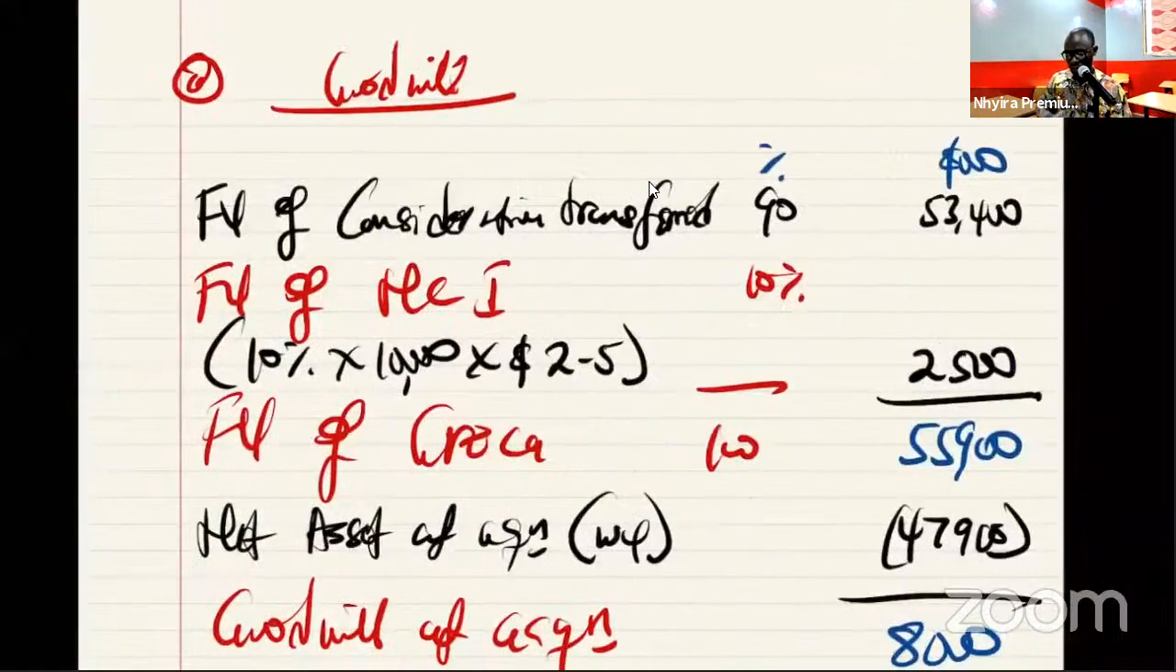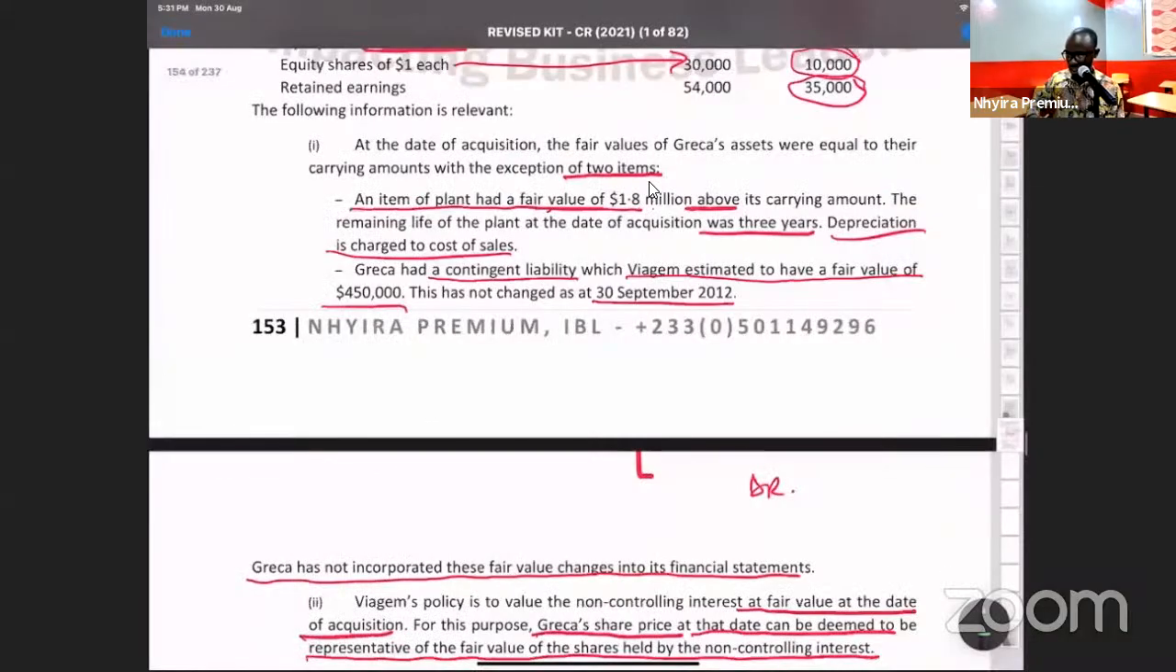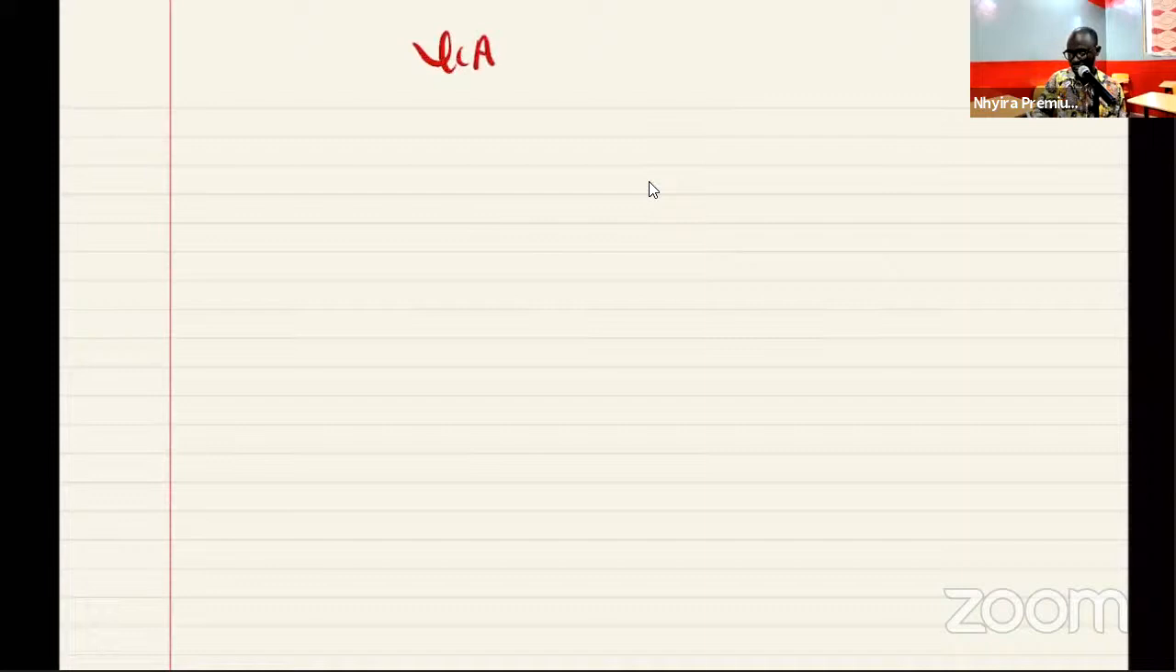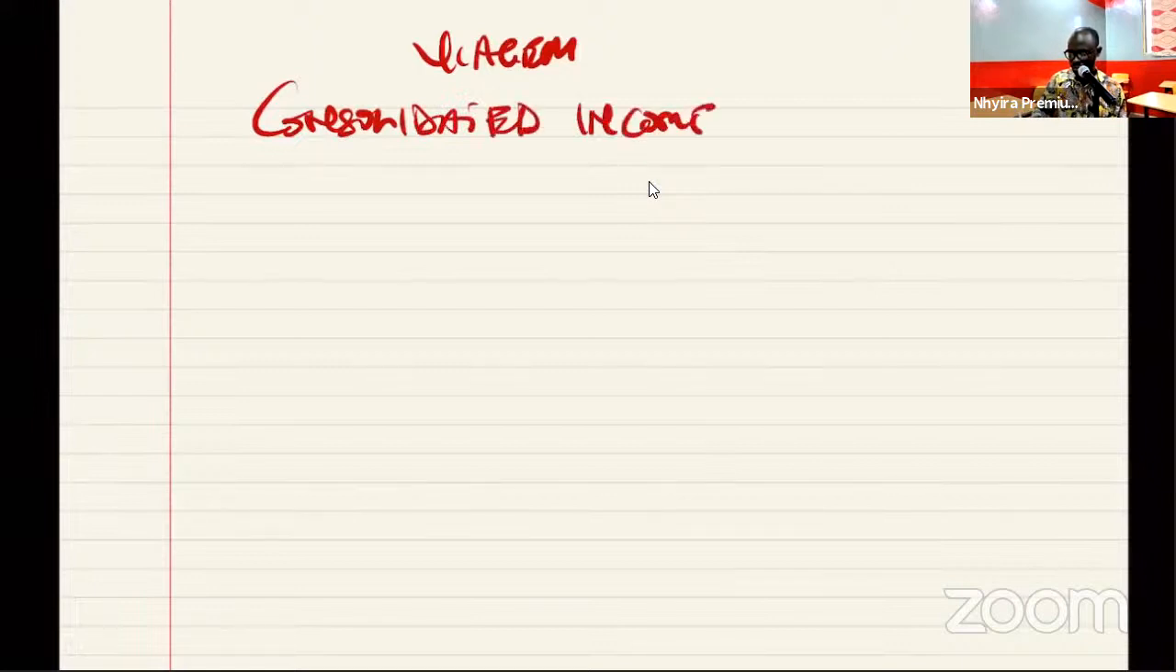So now that we've finished with all our workings, we can go to the B aspect of the question, and that is the consolidated income statement. So Viagem, consolidated income statement for the year ended.